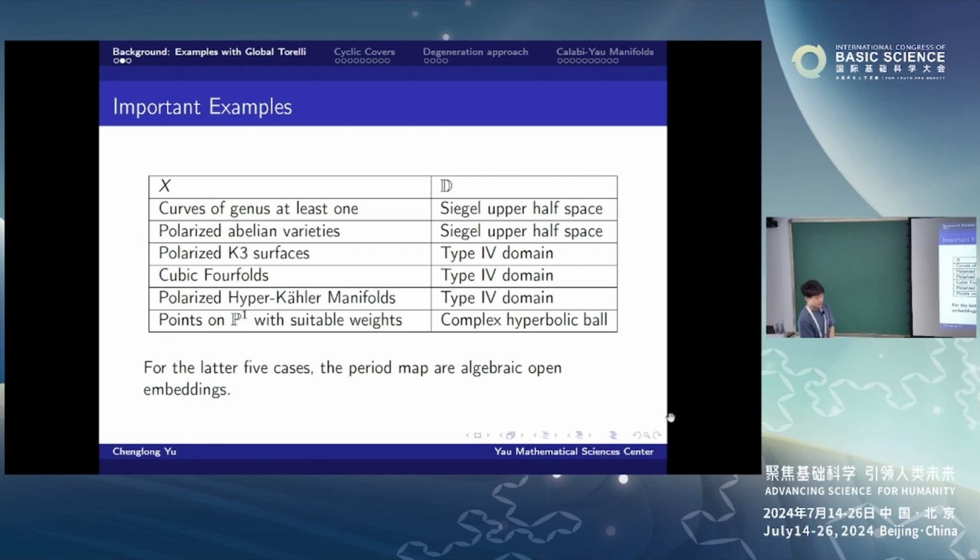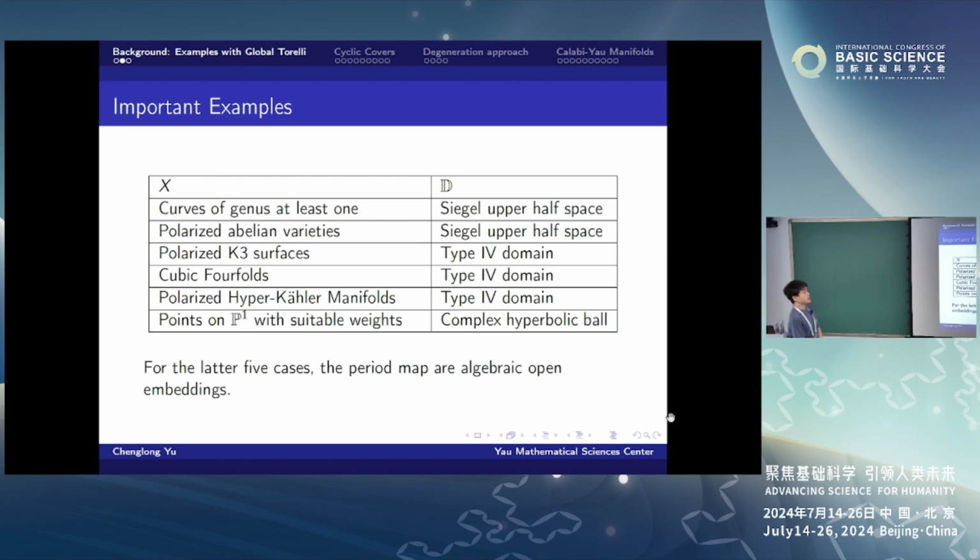And finally, the example is moduli of points on P^1 with suitable weights. So this is a very classical theory. Later I will go into details of this theory. Basically, it's just a period integral of a differential form with prime variables. And you consider this moduli and the corresponding period domain. You also have some period map, and it will give you a complex hyperbolic ball. So in all these cases, the period domain is a locally symmetric space, or Hermitian symmetric space.